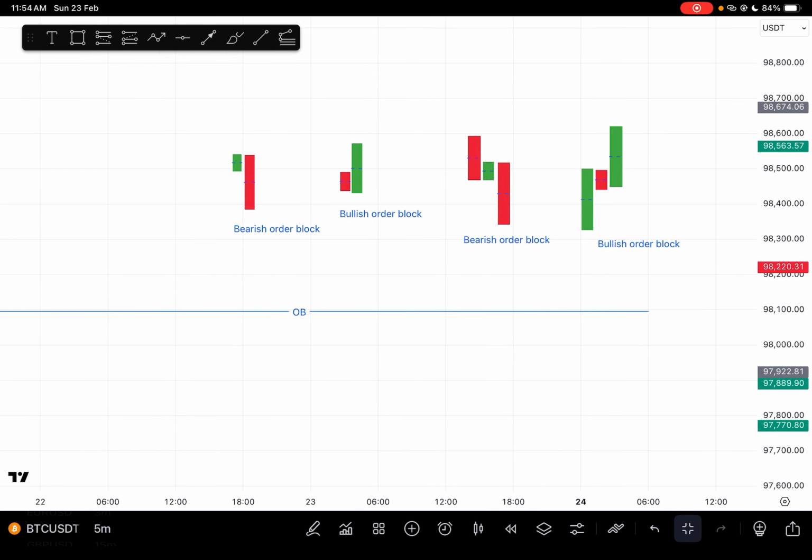If you can spot these kinds of order blocks on the chart each time price creates a break of structure, always use them to take your entries, because they always have a high probability to play out.